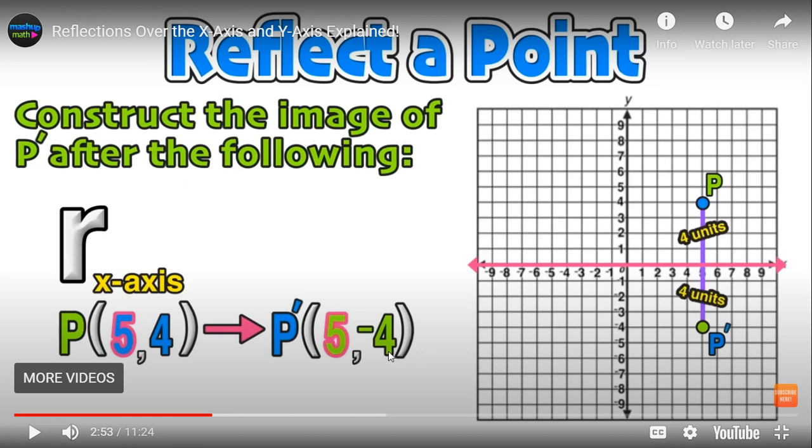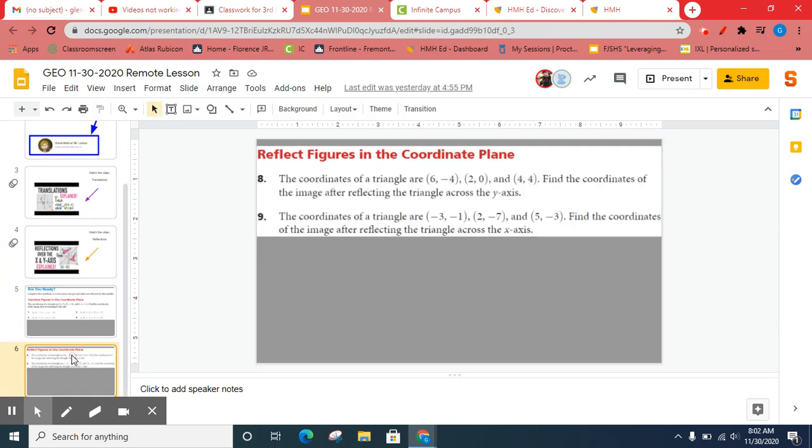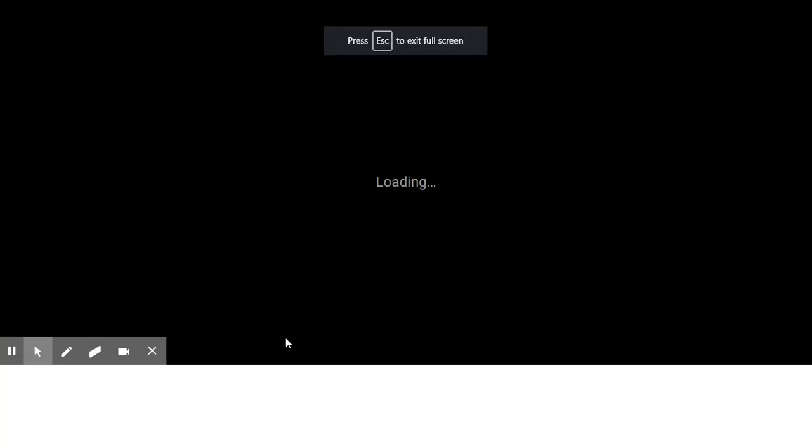You can see here that the y value in this case went ahead and made the opposite happen. So I'm going to jump over to number 9 in our examples here, and check it out.